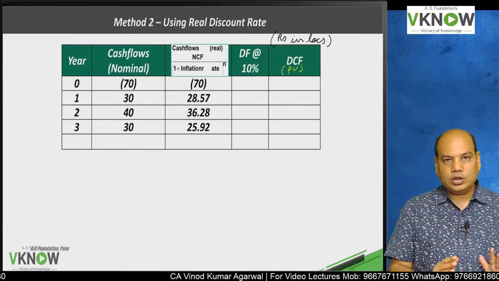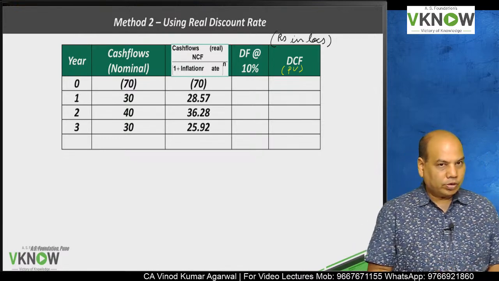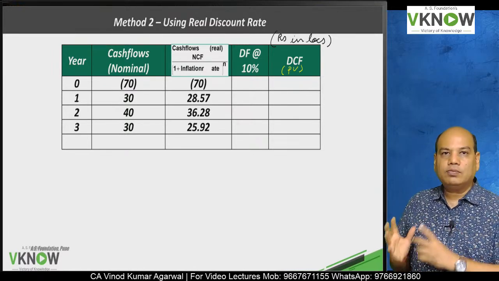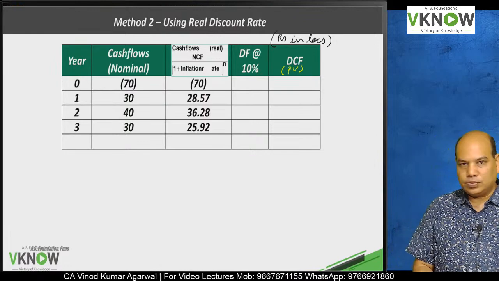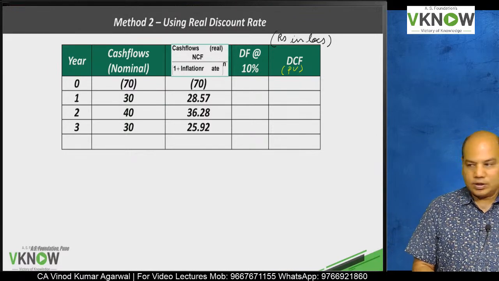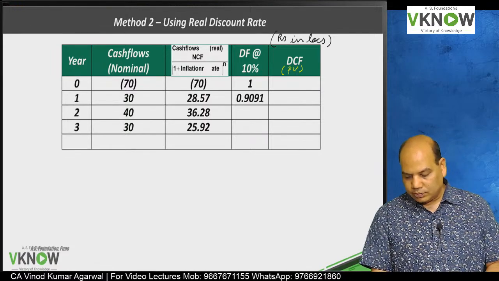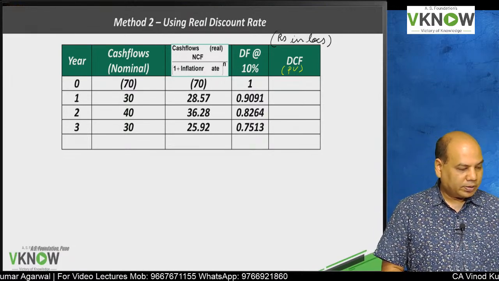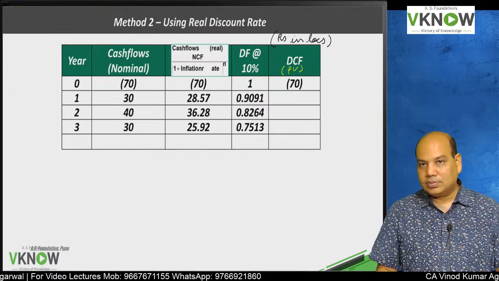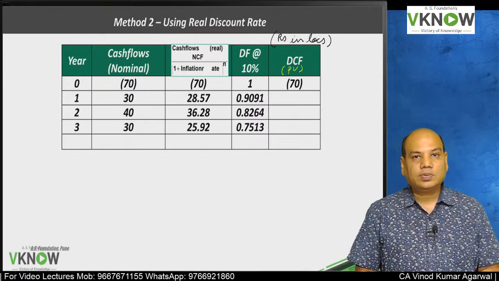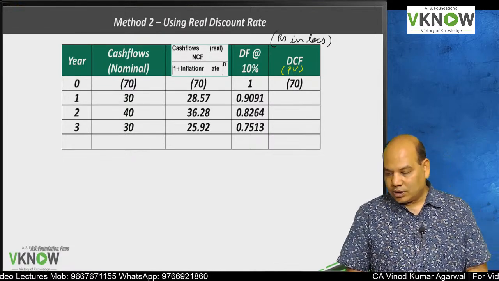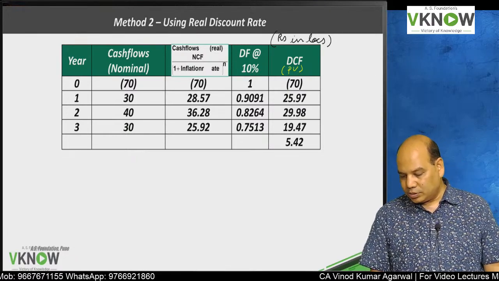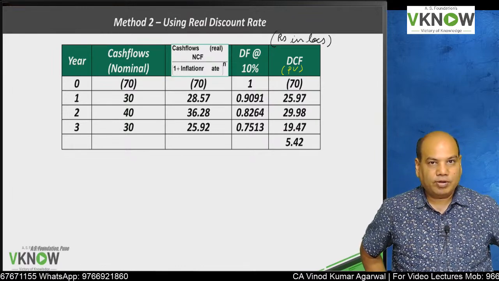Okay, so that is how you will convert nominal cash flow into real cash flow. You are removing the effect of inflation from that. If there was no inflation, what would have been your real cash flow? Now you can use discounting factor and present value calculation. So discounting factor at 10%, write down. Next, multiply, take total. How much is that? 70, 25.97, 29.98, 19.47. And the last one is 5.42.